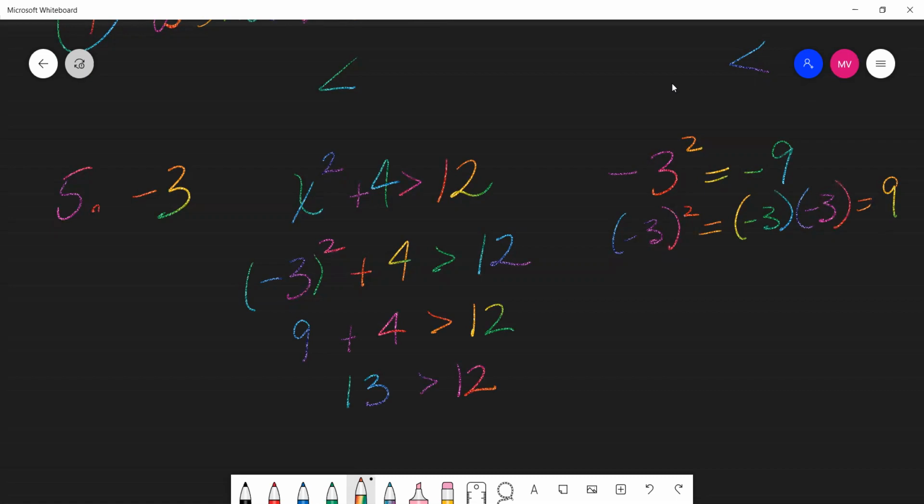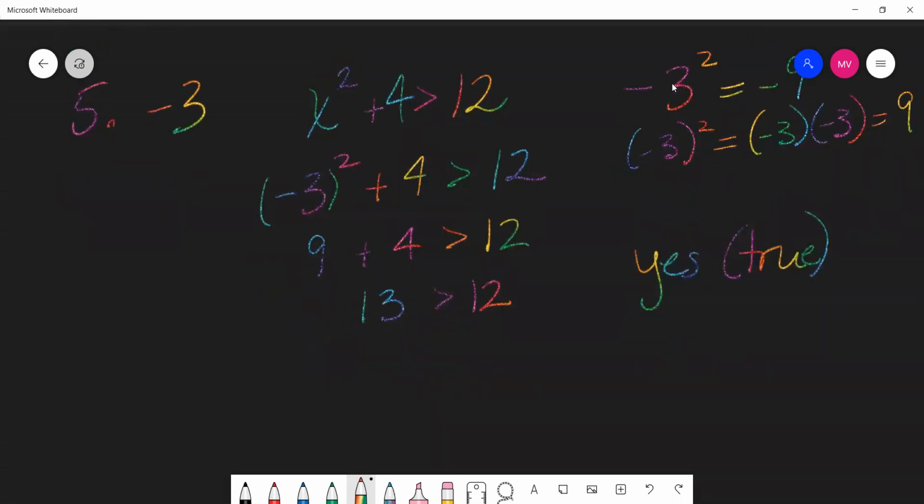Now, is 13 greater than 12? So our answer for number 5 is yes or true. It makes it a true statement. The inequality is true with the value -3 plugged in there. Okay, so here would be the difference.